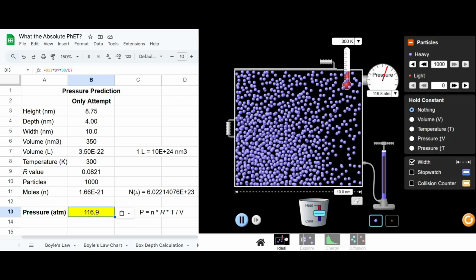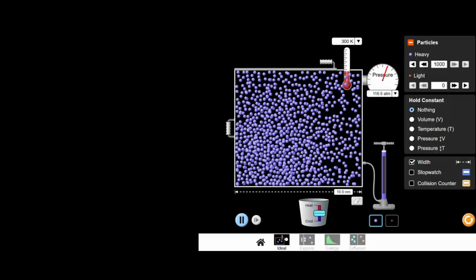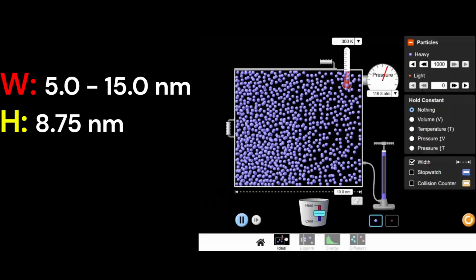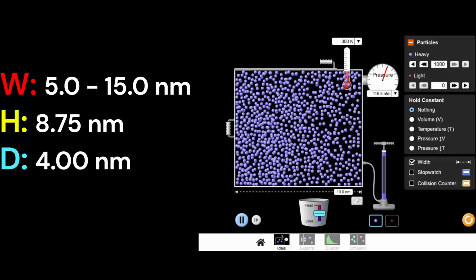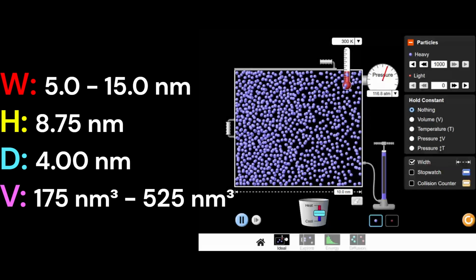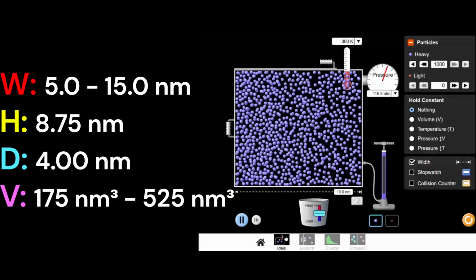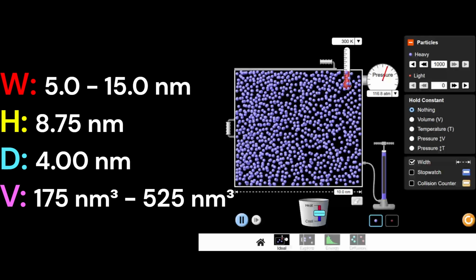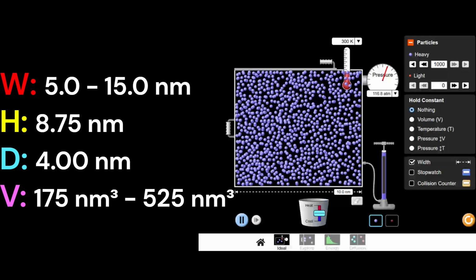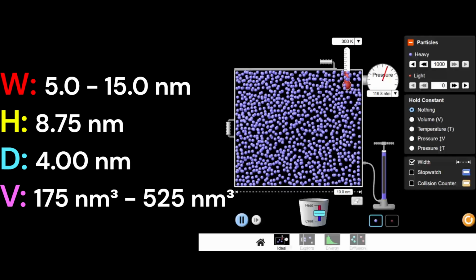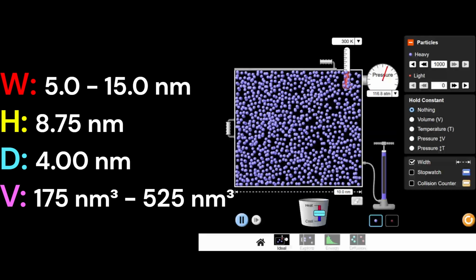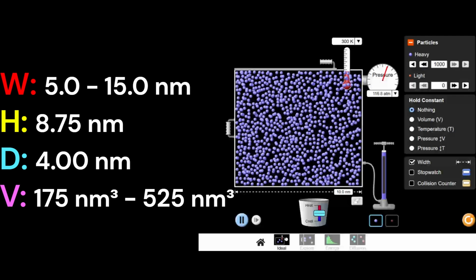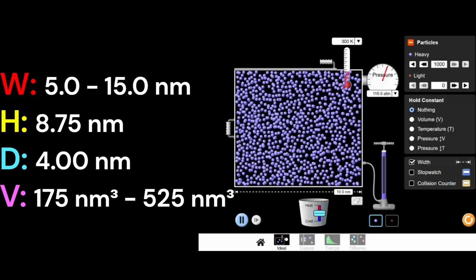So after years of using this simulation without questioning it, I can say the width is between 5 and 15 nanometers, has a height of 8.75 nanometers, and is 4 nanometers deep. The volume ranges from 175 to 525 cubic nanometers. Does the simulation have all of those dimensions or the starting volume specified in the code, or does it keep track of the information in another manner? I have no idea, but in any event, I'm glad I went and calculated it, if for nothing else than the exercise. If you happen to know, please leave a comment as I'm genuinely curious.